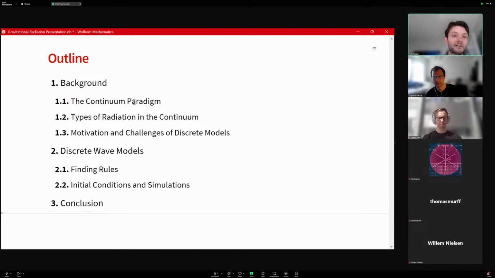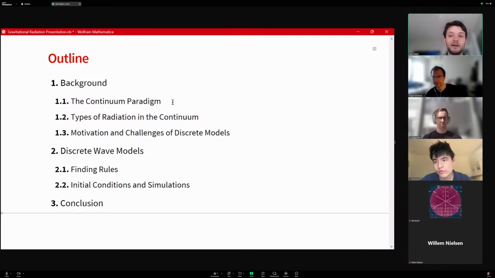So for the background, we're going to talk a lot about the continuum paradigm, types of radiation in the space-time continuum, and the motivation and challenges of going discrete. And then I'll talk about the models that I focused on within the Wolfram class of models, and finding specific rules to simulate gravitational waves. And then I'll go over the initial conditions and simulations that I ran. And then I'll do a brief conclusion.